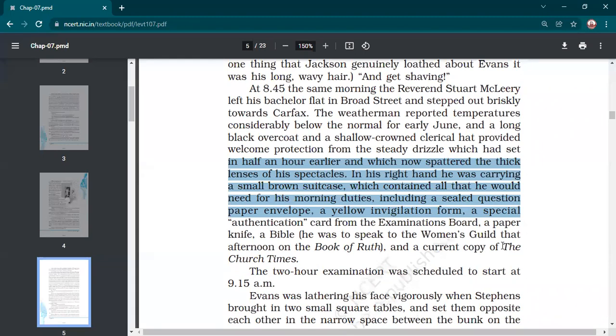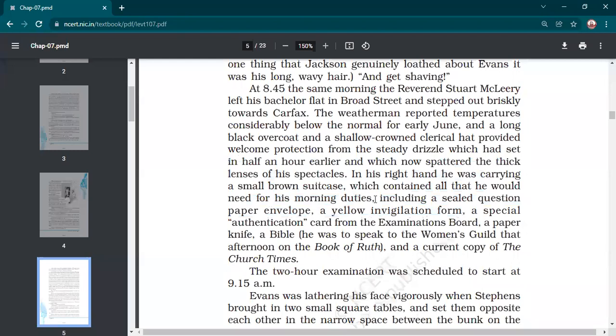The Church Times is the name of a newspaper. Please underline this information. This is a question, what was there in the suitcase of McLeary? So this is important. What was there in the brown suitcase of McLeary?